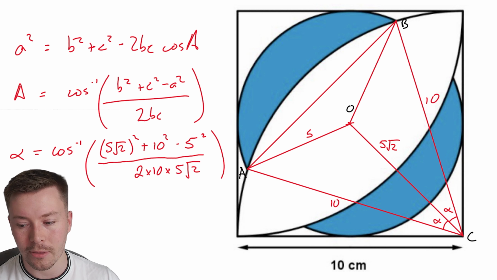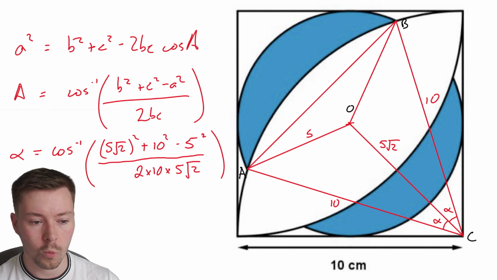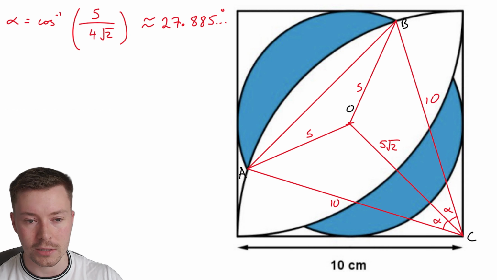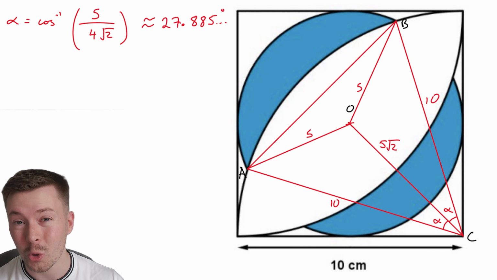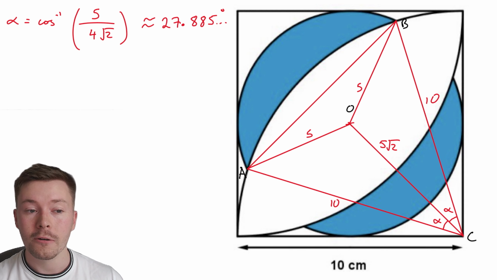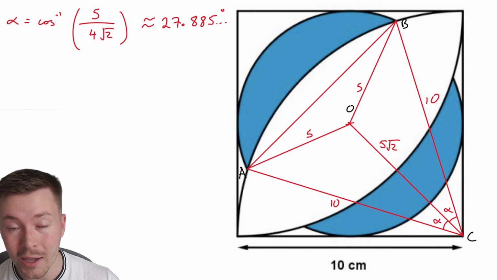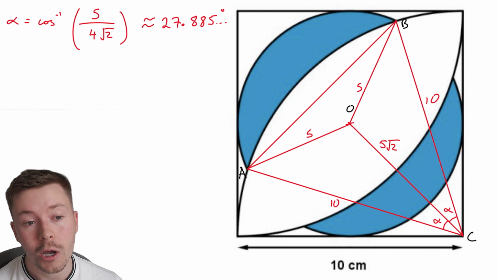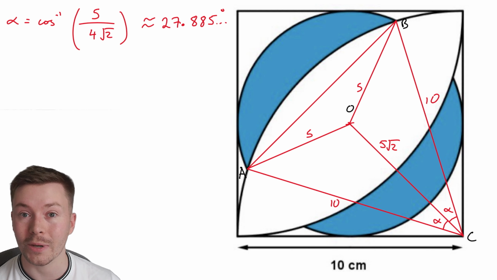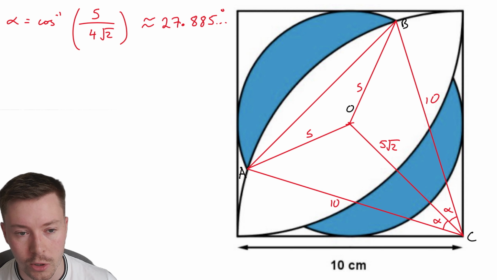I plug it all in, I get this. I'm then going to work out what that would be, and I get this. That's my answer for alpha. Now that's approximate, but I'm going to leave the cos minus 1 of 5 over 4 root 2 there, because that's the exact version, and so I can use that later on when I need to. I can also store this answer in my calculator, so that will help me.